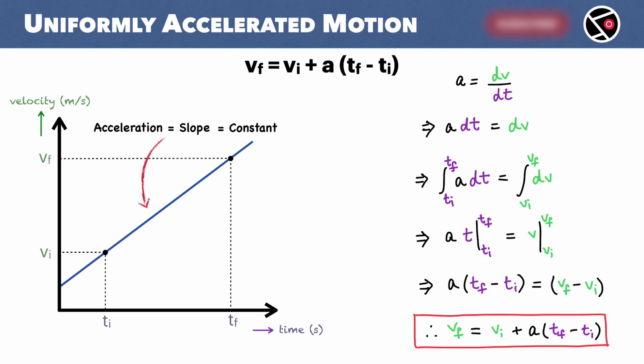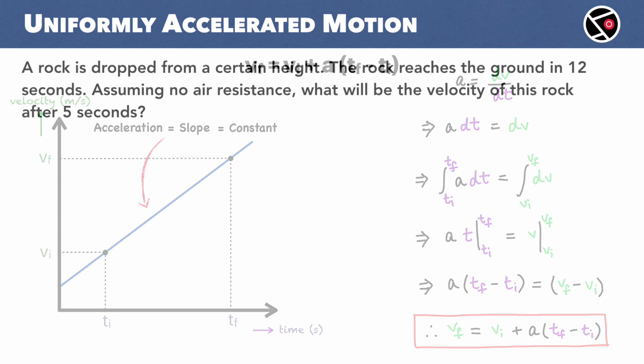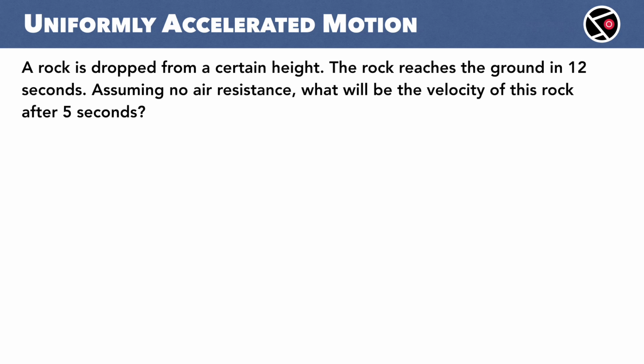To understand this equation further, let us look at a simple problem. A rock is dropped from a certain height. The rock reaches the ground in 12 seconds. Assuming no air resistance, what will be the velocity of this rock after 5 seconds?